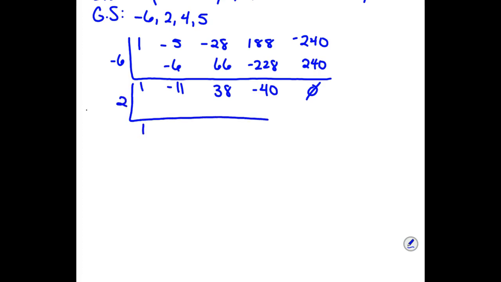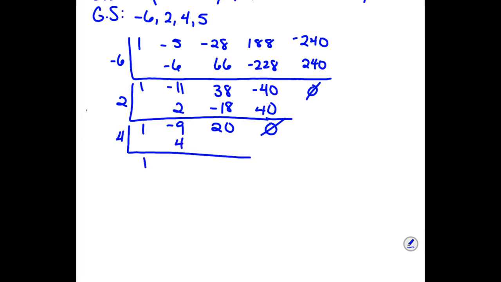Bring down our 1. Multiply and add. Multiply and add. And multiply and add. One more time. We have a remainder of 0, so we proved that 2 is one of the ones that work. Trying the 4, we have 1 times 4, adding is -5, multiplying, and that one also works.